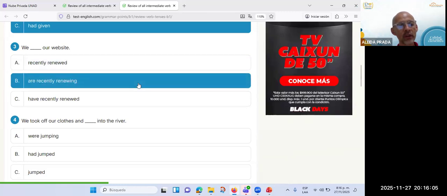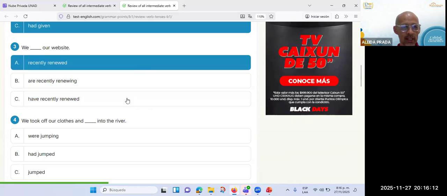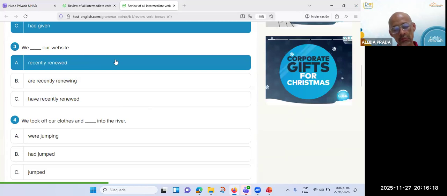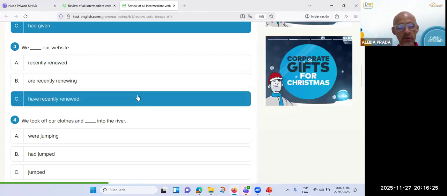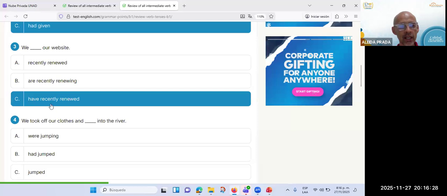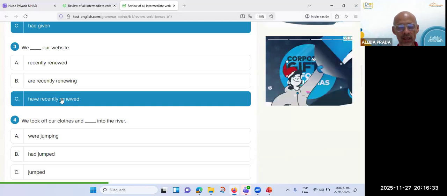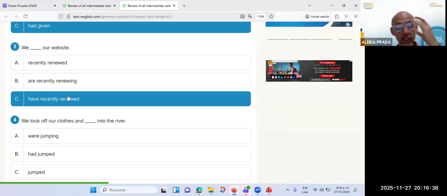We are recently renewing our website. We have recently renewed our website. Here, we can see that maybe A would be a good option, or C would be a good option too. But taking into account this word, recently, recientemente, in this case, this is the key. This is the most important word here. So the correct answer is C.